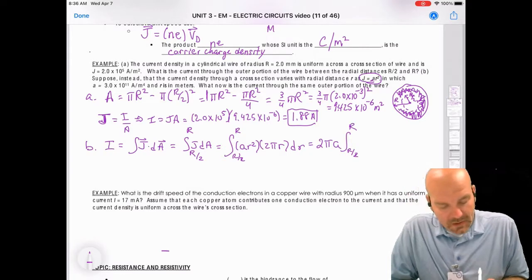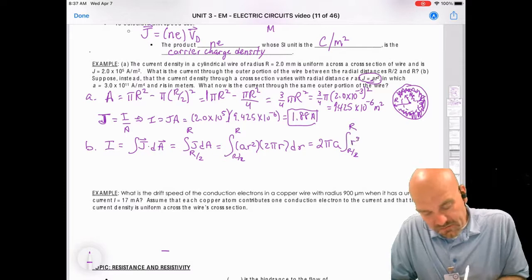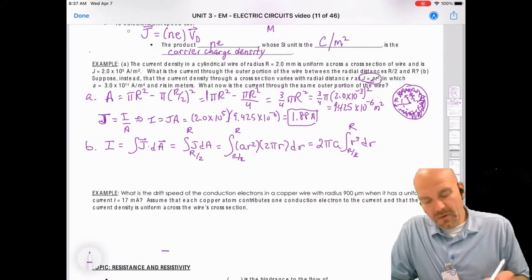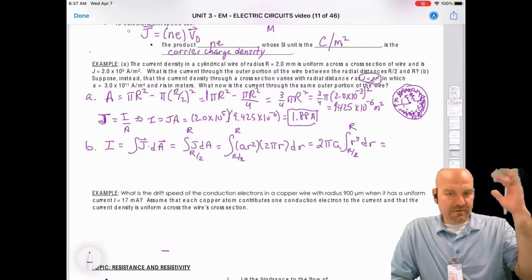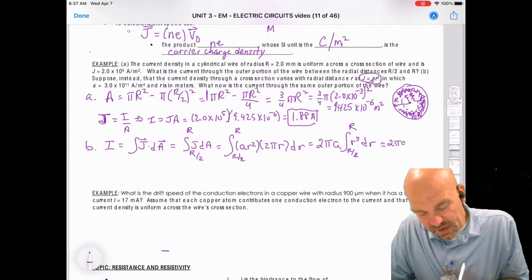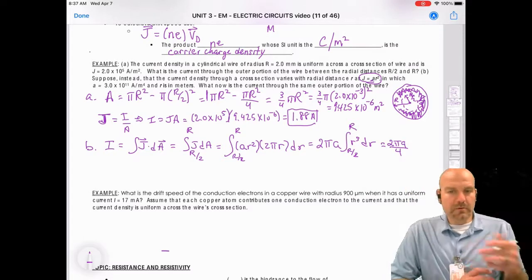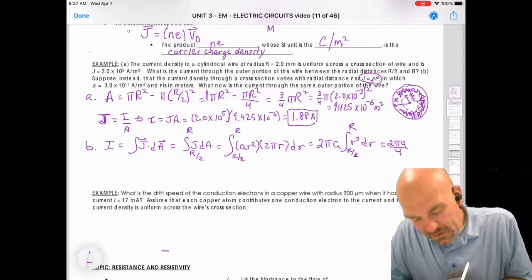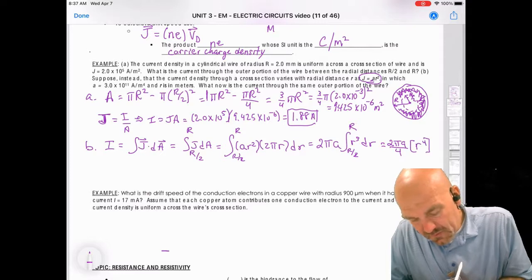I got R squared and R, so it becomes R cubed dr, right? And if we do our integration rules, it's R to the n plus 1 over n plus 1. So I got 2 pi A over 4, because the over n plus 1 just gives me a 4. And this just becomes R to the 4th. And we still have to evaluate that from R over 2 to R.